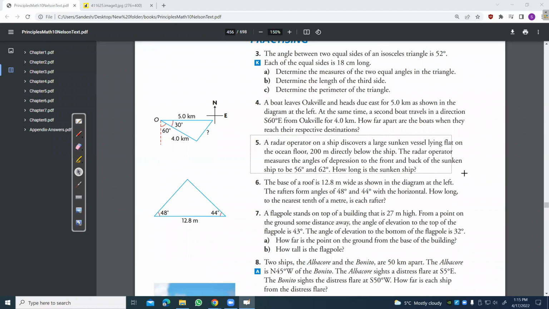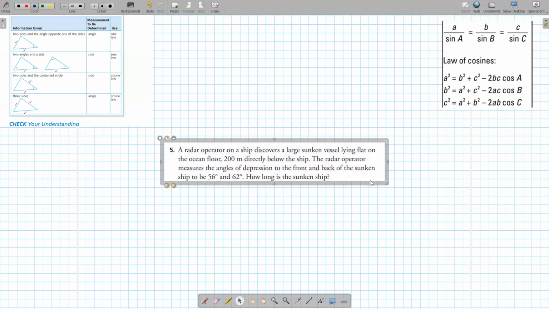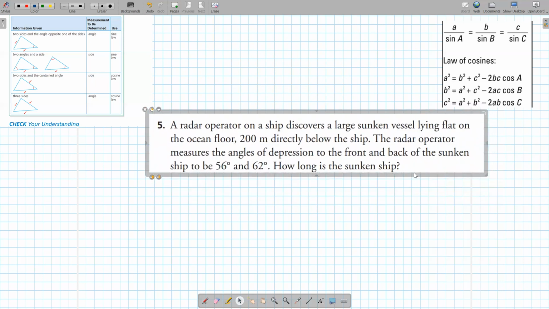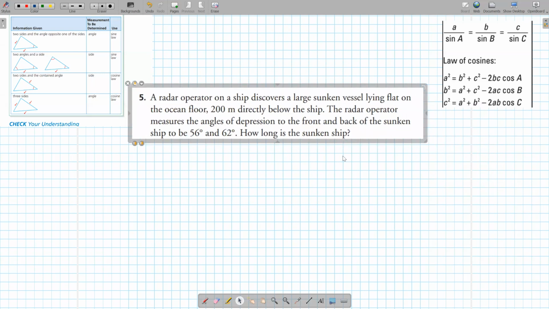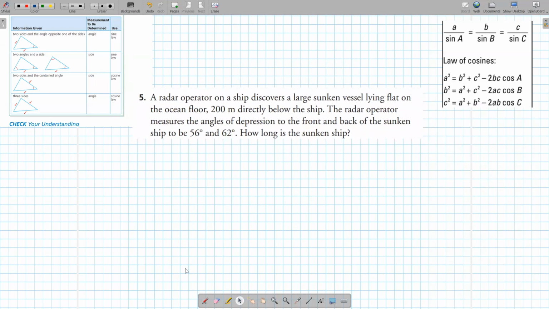But it's not always going to be easy though, especially when they don't give you a diagram, like in this question. So this operator discovers a ship on the ocean floor. Right, so here's our guy, and well, radar works like this. It just kind of throws a wave, and then if it touches something, it bounces back. So you know something is down there.